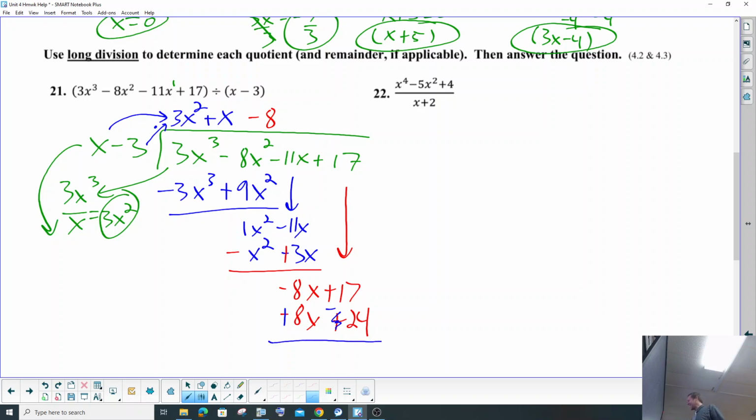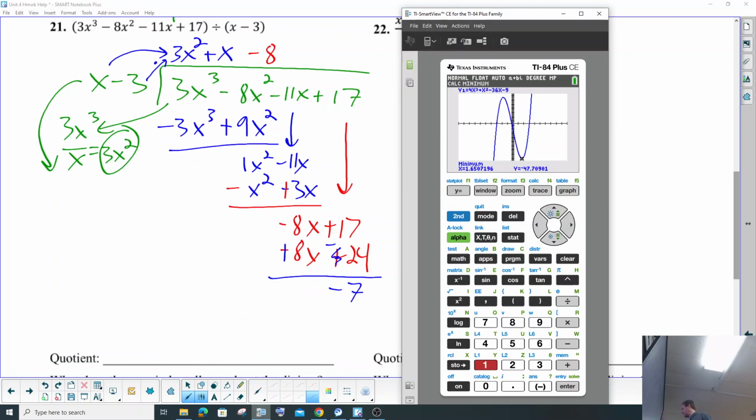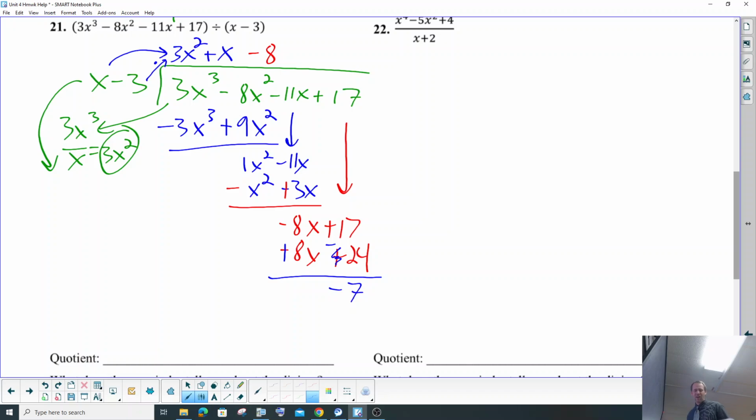So then we get, what's that? 4 and 3 is a negative 7. Yeah, negative 7. Awesome, because that's 17 minus 24. Oh no, we got a remainder. So there's our answer there. So it's 3x squared plus x.